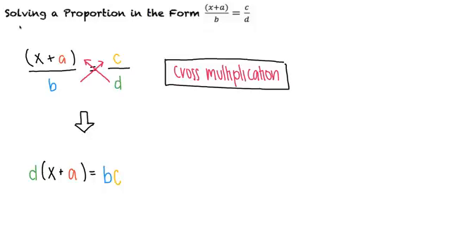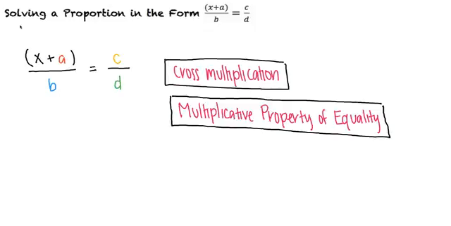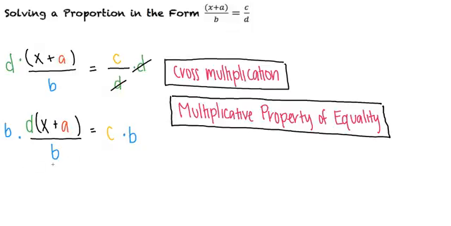I don't really get how this works. If we remember our properties of equality, we know that the multiplicative property of equality tells us that we can multiply both sides of an equality by a constant and the equality is preserved. If we multiply both sides of the equality by d, the d's on the right side of the equal sign will cancel out. Next, if we multiply both sides of the equality by b, the b's on the left side of the equal sign will cancel out. This leaves us with d times the quantity x plus a equals c times b. This is the same as our original model, x plus a over b equals c over d.